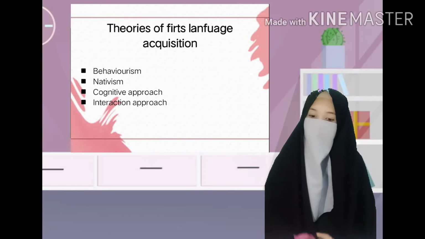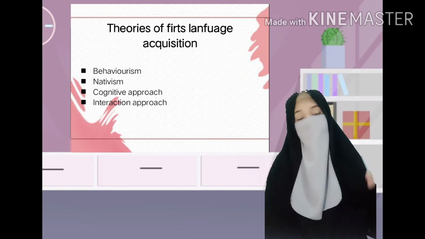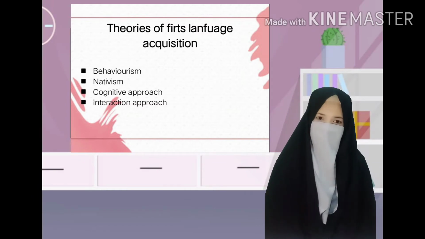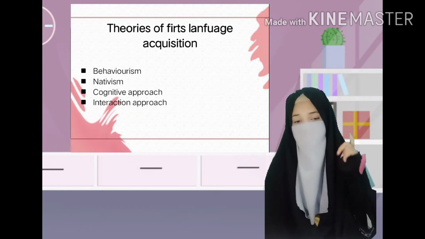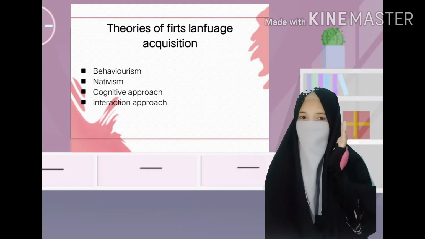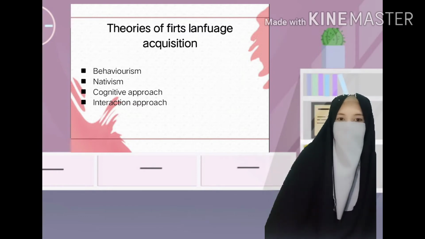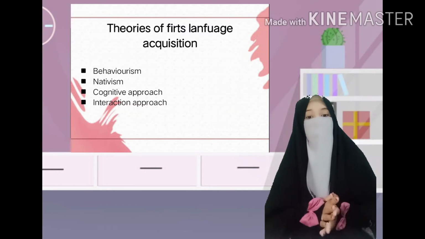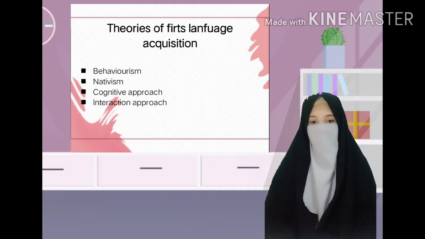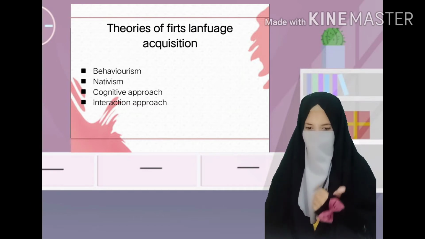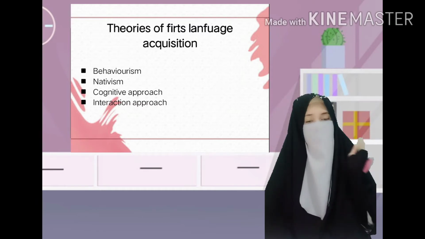And next, practice. Children begin to practice speaking the language they hear. For example, mommy says daddy, so the children can practice saying daddy too. And next, feedback. There is feedback from the parents to the children, providing an environment for speaking. And next, habit formation. It is the formation of children's habits of saying the words or sentences that have been learned.